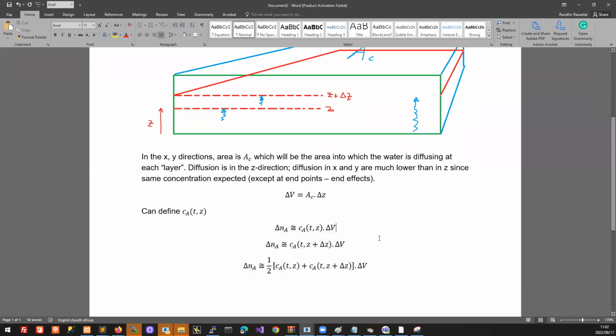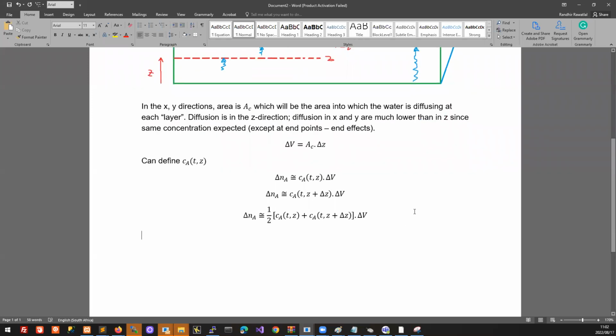And of course, it's going to get better as we take smaller deltas. So as we let delta Z go to 0, this space becomes smaller and smaller, and so the approximation gets better and better. So these are all approximations. So we might as well take the first one. It's not the best approximation, but we know it's going to get better as we take a smaller space. So that's going to be a good enough approximation for us for now.